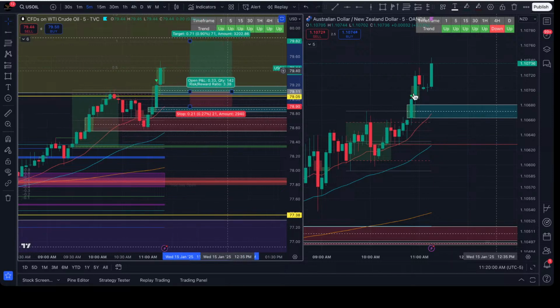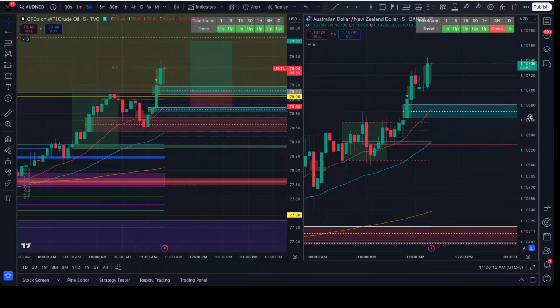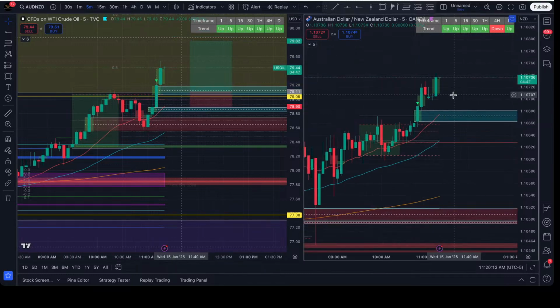Aussie New Zealand reacting off that fair value gap again. Not interested there. I want to see it touch the 20. I want to see it touch this fair value gap and get a reaction. Okay, so that fair value gap is now left open. So this becomes our area of interest. I want to see this next candle tap it. As long as it stays in this zone, it might be worth it.